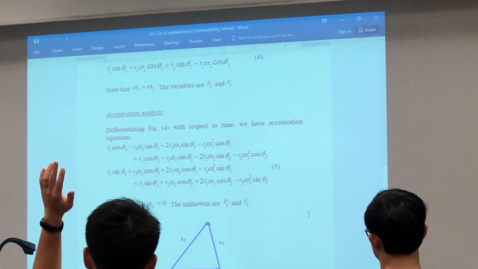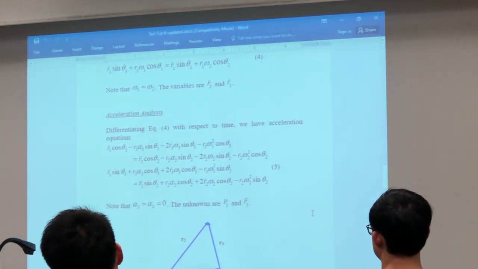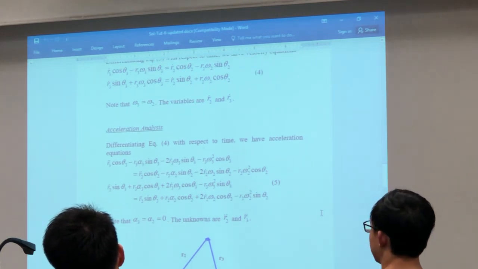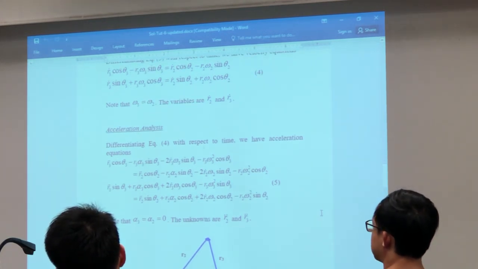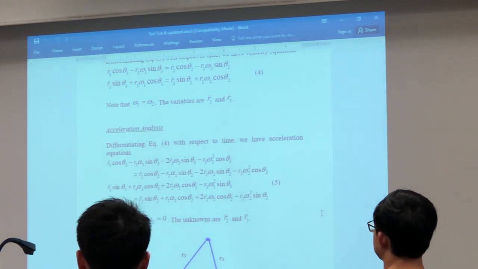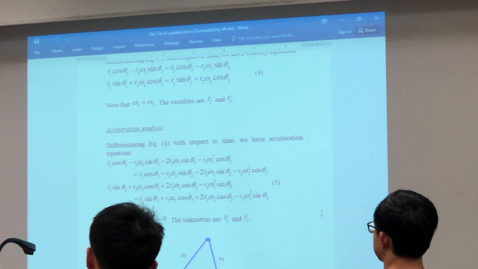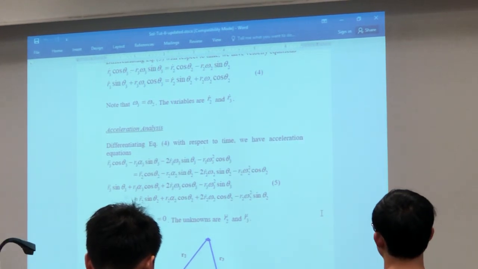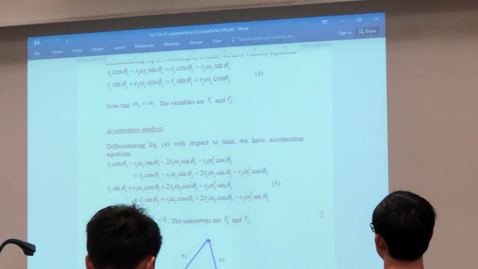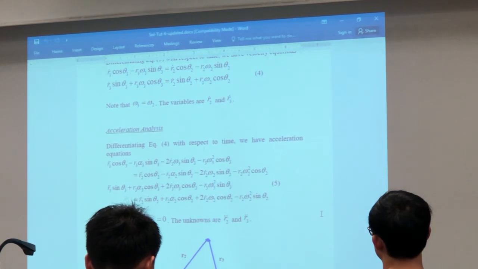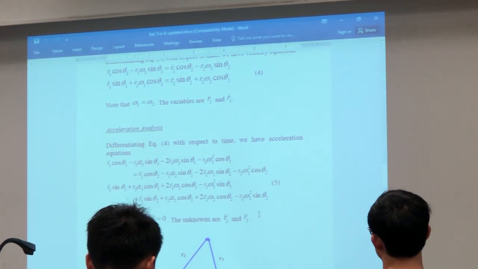Yes. Omega 3, just what I mentioned to you, this one here. This is the relationship, right? You differentiate, then d phi dt basically equals 0, because phi is a constant. Alpha is the same thing, you differentiate one more time, so alpha 3 equals alpha 2. Very good. Okay, any other question?